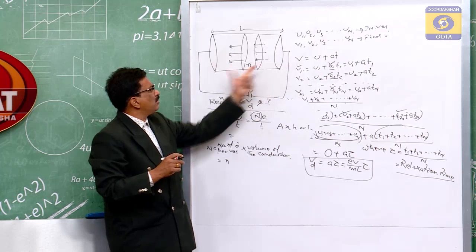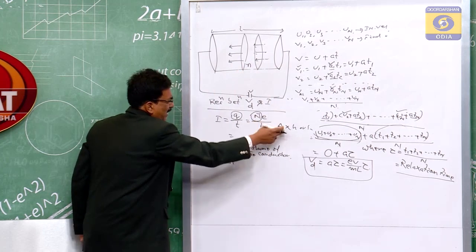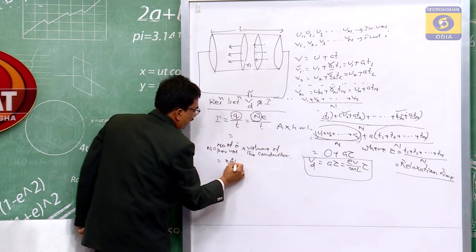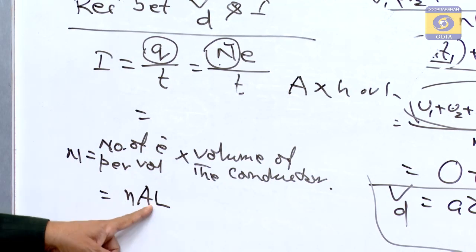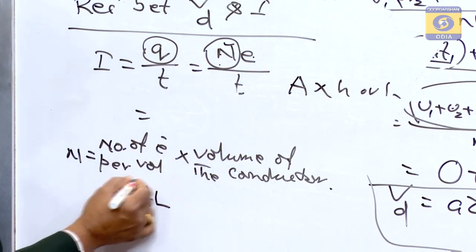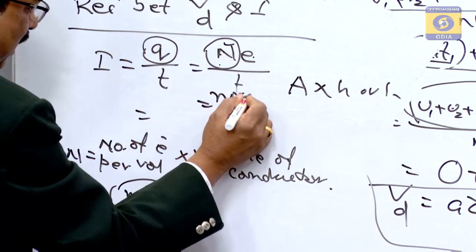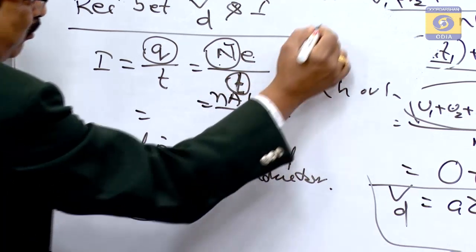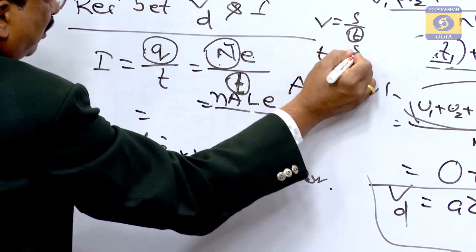What is the area? Suppose the area of this conductor is equal to A, and volume means area into height or length, and the length covered is L. So the number of electrons N is equal to n A L, and this q is equal to N e. So capital N is equal to small n A L, and I is equal to q by t, where t is the time. You know that V is equal to S by t, so t is equal to S by V.